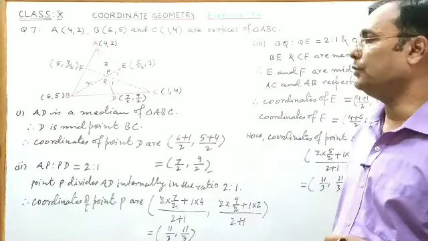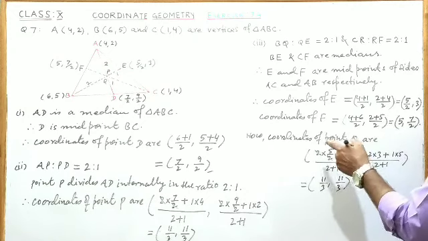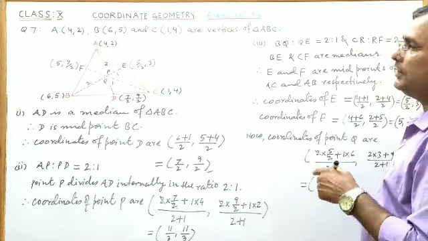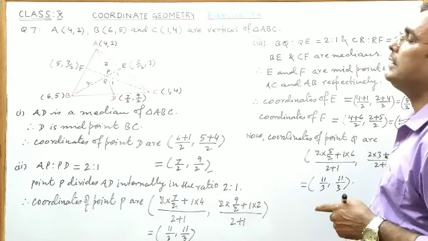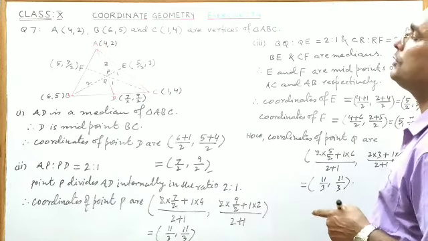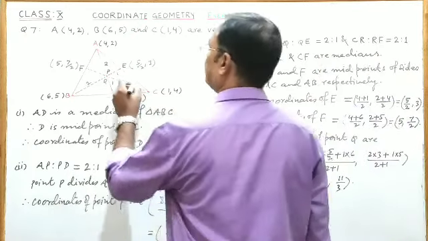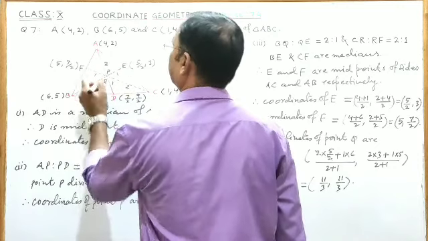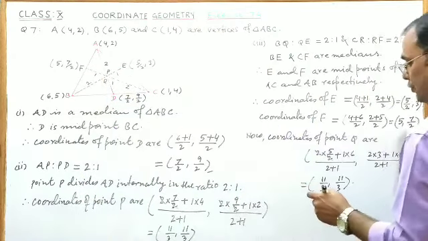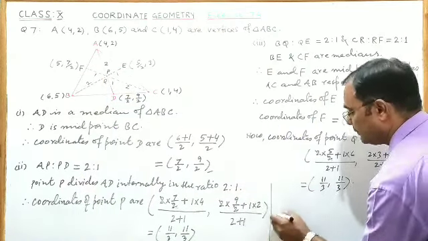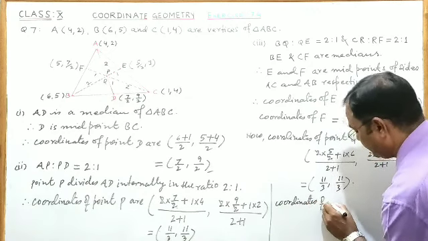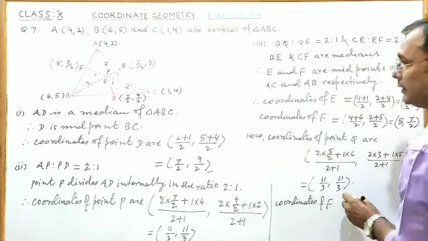Now coordinates of point R we are going to find, which divides the median CF in the ratio 2:1. So coordinates of R.